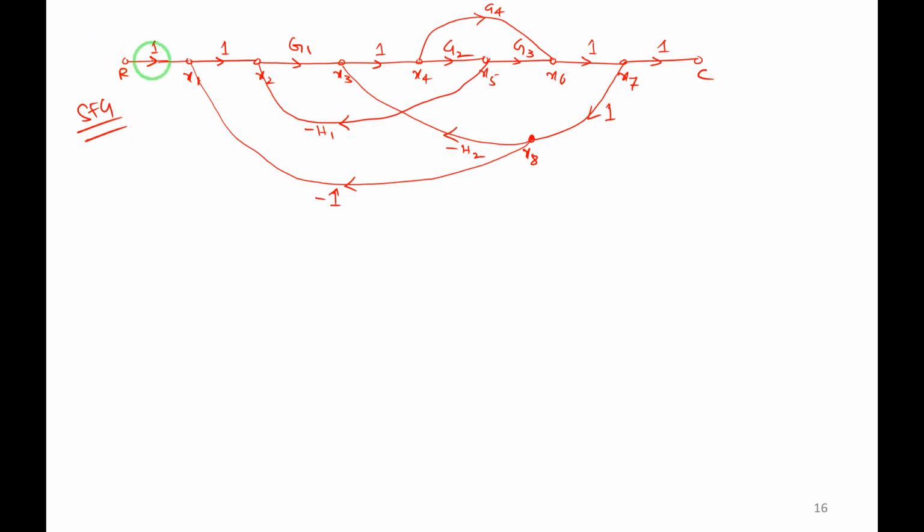Observe here. R, X1, X2, X3, X4, X5, X6, X7, C. This is one forward path, right? Yes. Second forward path: R, X1, X2, X3, X4. From X4, I will take a jump to X6 like this. X6, then X7, C. So that is the second forward path. I hope you are getting the second forward path.